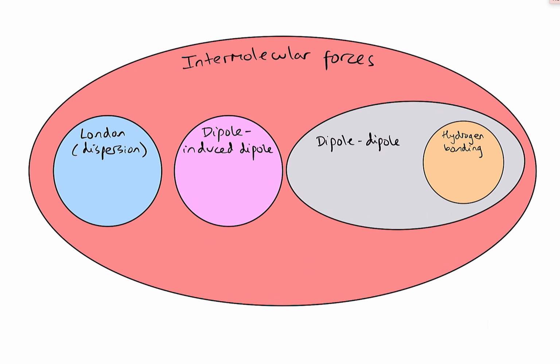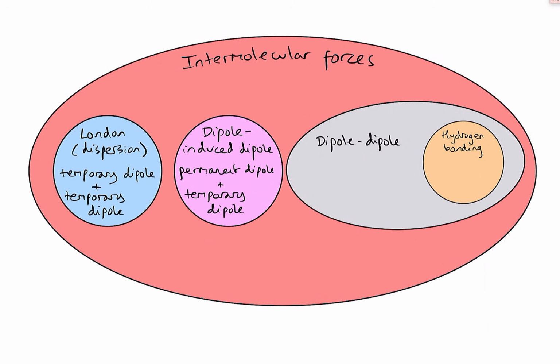As a quick overview of the types of attraction in each of these, London dispersion forces, which occur between all molecules, are the attractions between temporary dipoles and the temporary dipoles that the initial temporary dipole caused, or induced. For dipole-induced dipole interactions, we need a mixture of polar and non-polar molecules in my solution, and in this case the attraction is between a permanent dipole from a polar molecule and the temporary dipole formed in a non-polar molecule.